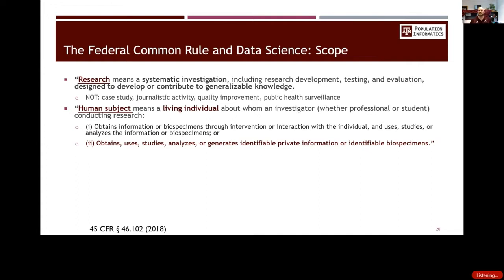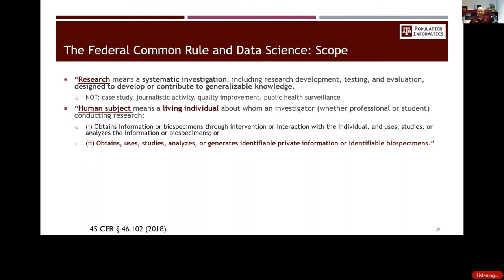So case studies, journalist activities, even those might involve lots and lots of data. They aren't technically research under the common rule. Quality improvement is often not subject to the common rule. Public health surveillance is explicitly exempted. Well, not exempted, it's excluded from this definition.